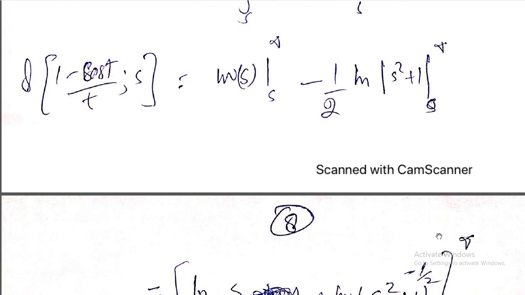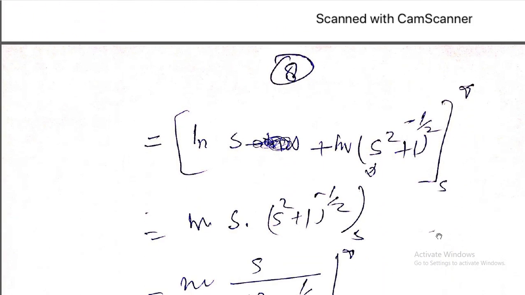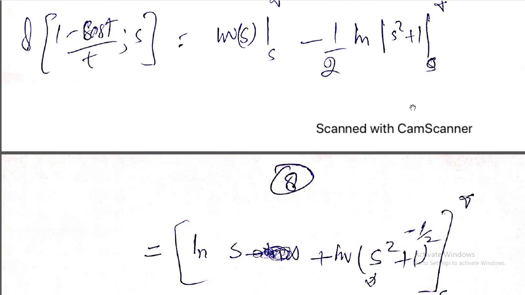Now we have to apply the limits, from s to infinity, as a whole. Ln of s minus 1 over 2 ln of s square plus 1. Just by using the power rule, it becomes ln of s over the square root of s square plus 1, or ln of s minus 1 over 2 ln of s square plus 1.